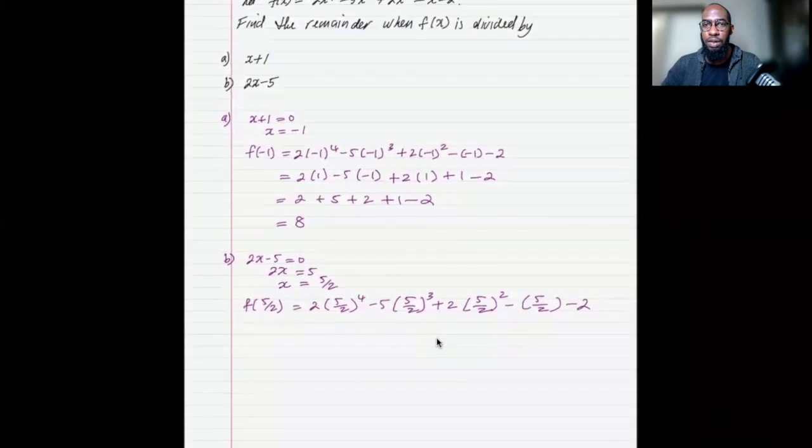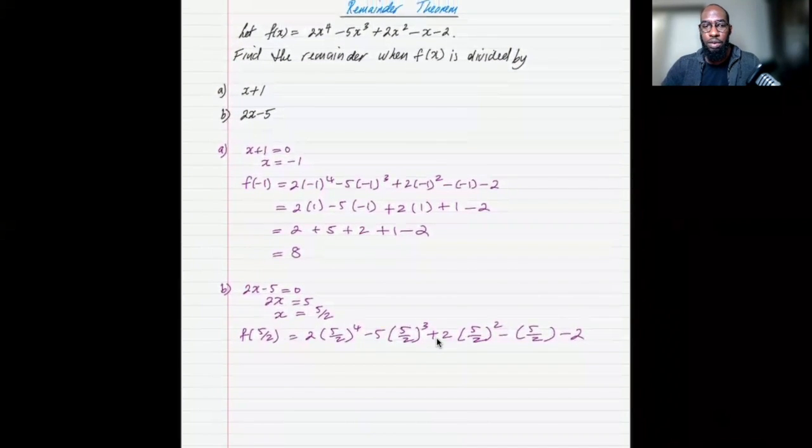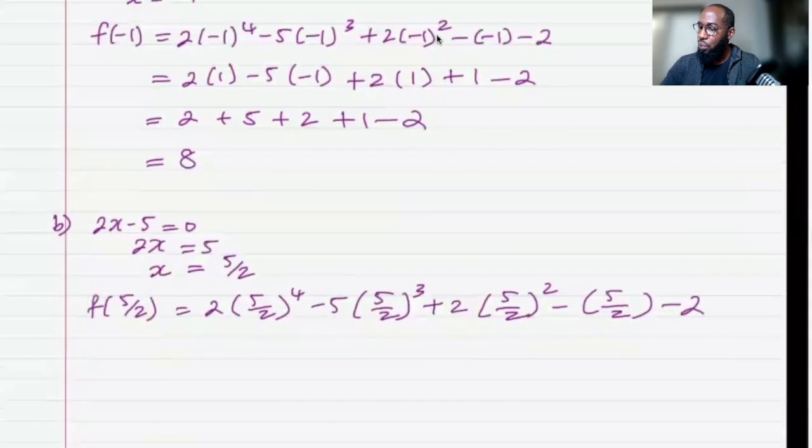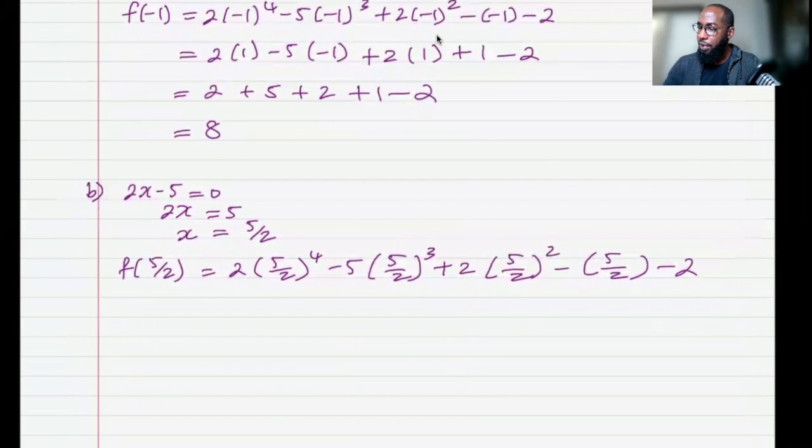All right, so after here, just verify your work. 2 open brackets, 5 over 2 to the power 4, minus 5, open bracket 5 over 2 to the power cube, plus 2, open bracket 5 over 2 to the power 2 or squared, minus 5 over 2 minus 2. So we are on track. All right, as I said, I can input all of this into the calculator and get my final answer, but I'll do it term by term. So y'all can follow along with me to make sure you know how you're using your calculator.